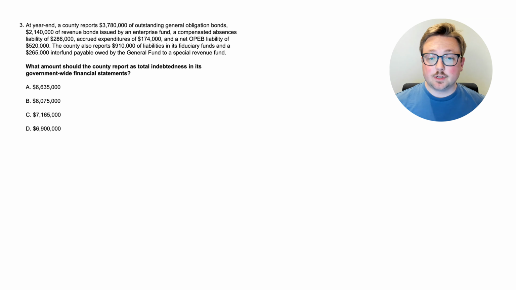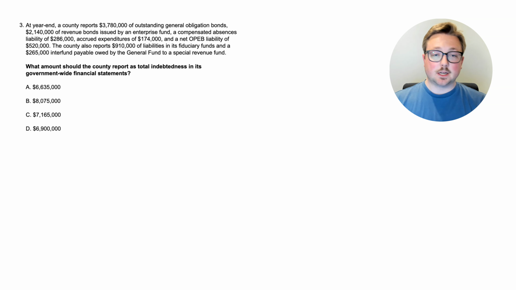At year end, a county reports $3,780,000 of outstanding general obligation bonds, $2,140,000 of revenue bonds issued by an enterprise fund, a compensated absences liability of $286,000, accrued expenditures of $174,000, and a net OPEB liability of $520,000. The county also reports $910,000 of liabilities in its fiduciary funds and $265,000 interfund payable owed by the general fund to a special revenue fund.